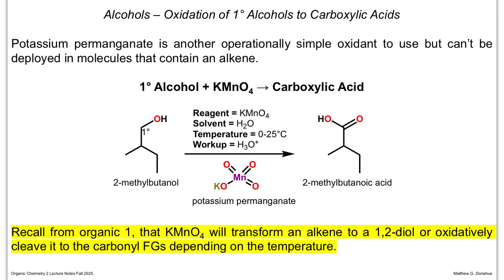An alternative to the Jones oxidation, and this is less commonly used, is potassium permanganate. So that's shown here, KMnO4. Under aqueous conditions, that will also do a two-stage oxidation. So 1 to 3.